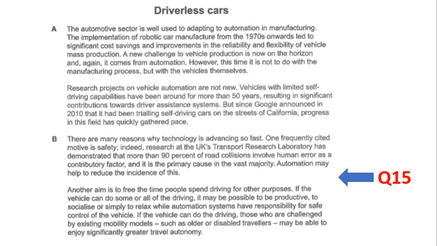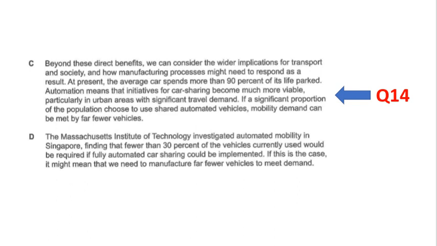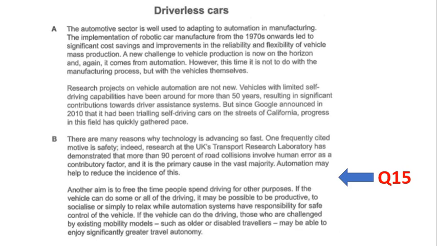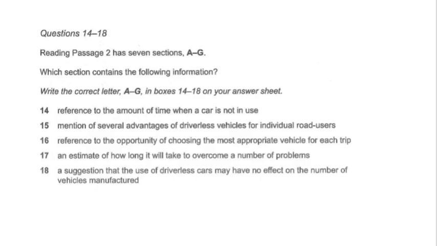So now let's continue to the next passage. That is paragraph C. Beyond these direct benefits. Now here again it is directing us to the previous paragraph. Look at the continuity, guys. Beyond these direct benefits. So it means that the earlier paragraph has spoken about benefits. Again it's confirmed that the answer for statement 15 is B. This is how you have to reaffirm.